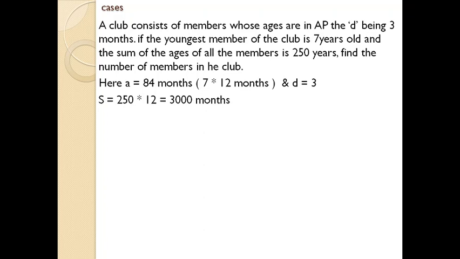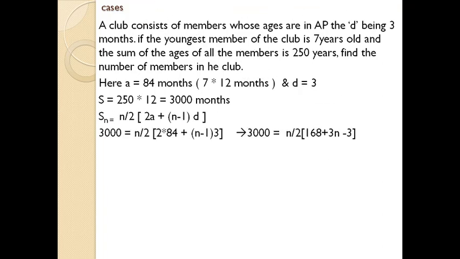By substituting the available data in the equation, you can write 3000 equal n by 2 into 2A, 2 into 84 plus n minus 1, we don't know the value of n, and D is 3. And you will get 3000 equal n by 2 into 168 plus 3n minus 3. In order to remove this fraction n by 2, you just multiply the 2 with 3000 and you will get 6000 equal n into 165 plus 3n.